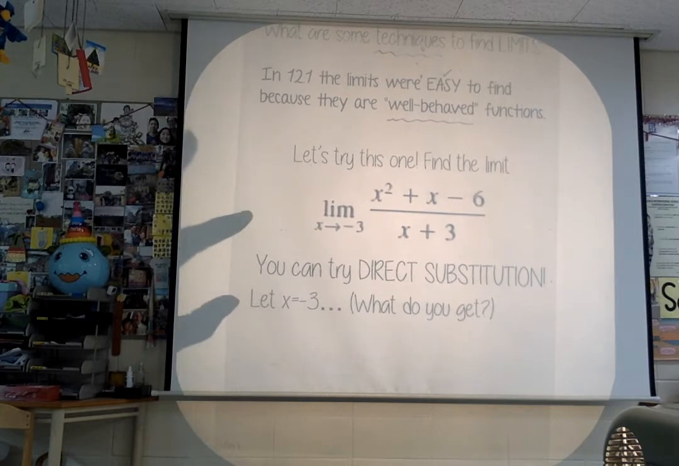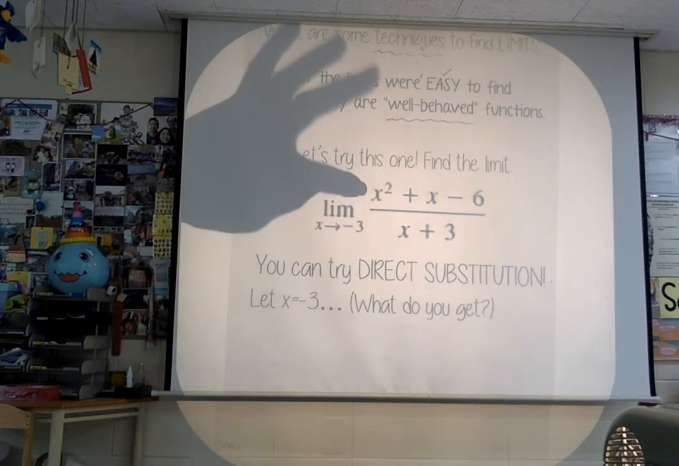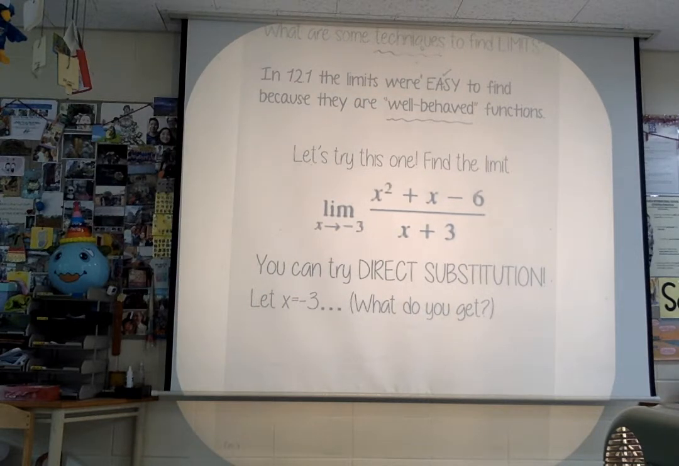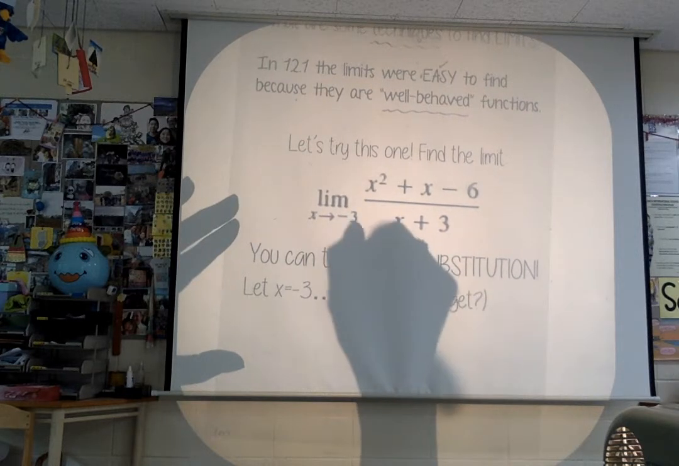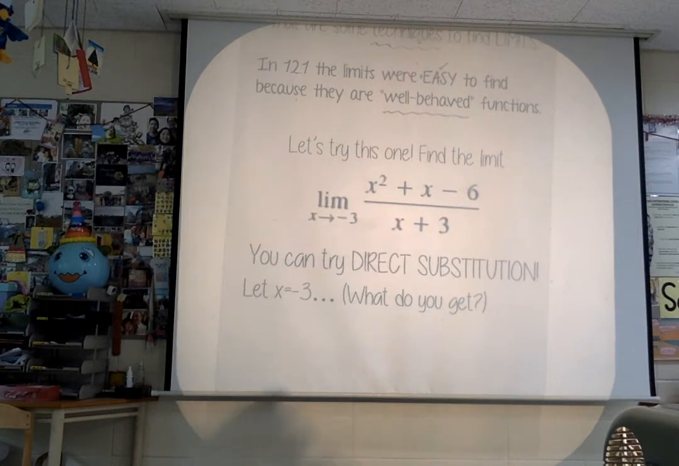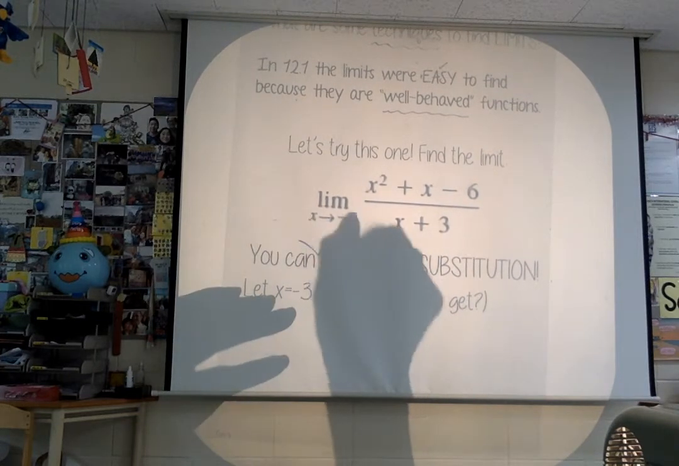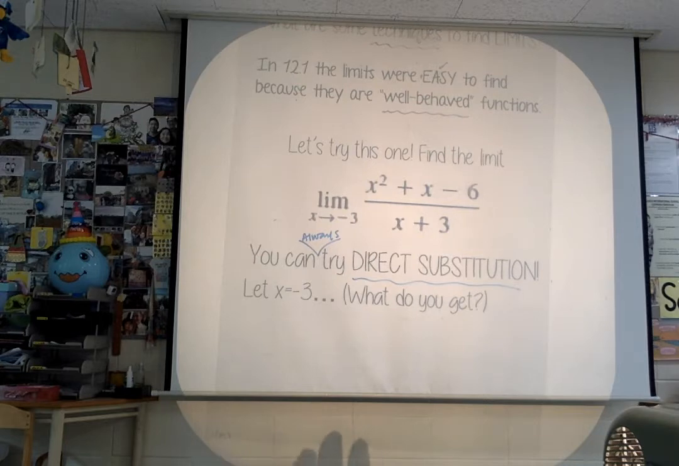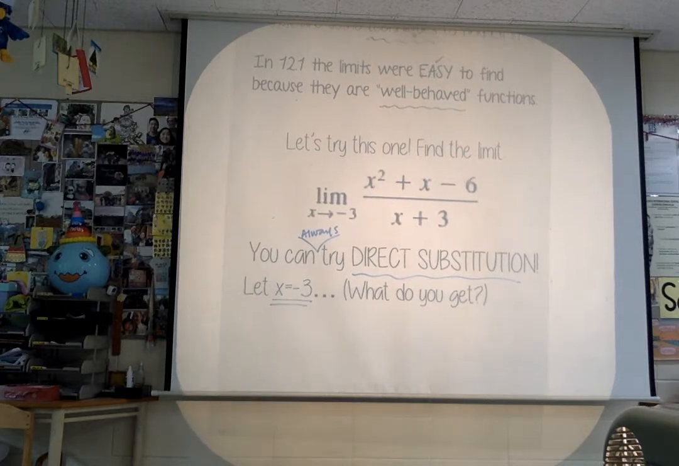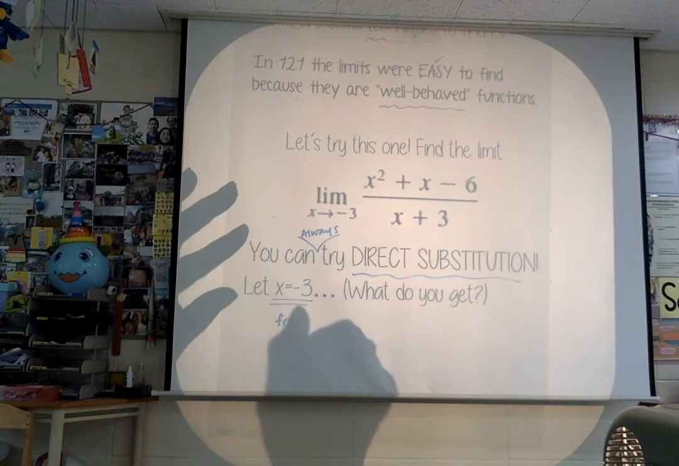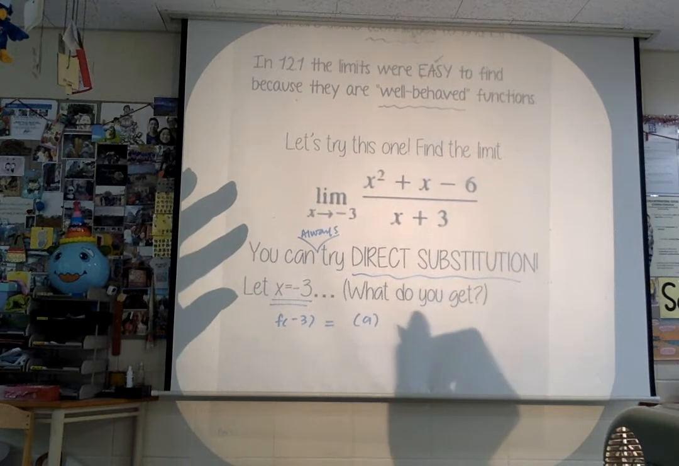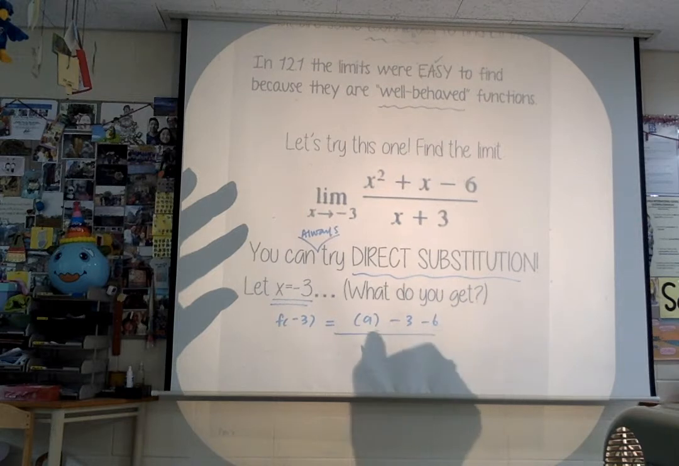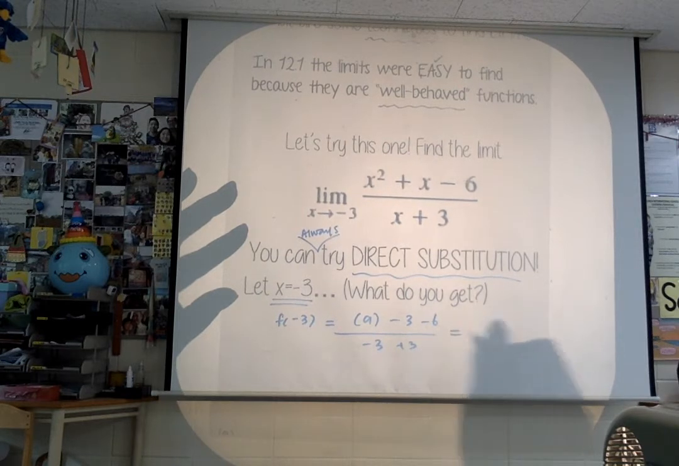Okay? So for example, here, we're trying to find the limit of this function, x squared plus x minus 6 over x plus 3, as x approaches negative 3. Now, you can always try direct substitution, right? And you saw that in most cases when you did your homework last night that it works, okay? But let's see. If we do f of negative 3 here, what do you get? You get 9 minus 3 minus 6 all over negative 3 plus 3. You're like, oh, I get 0 over 0.